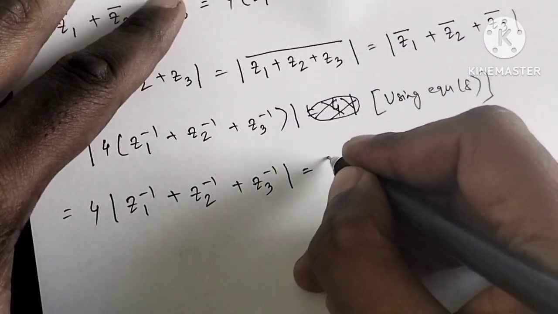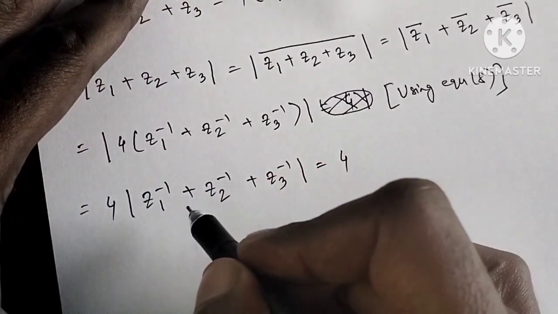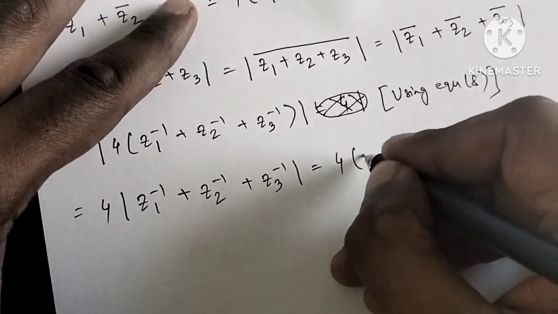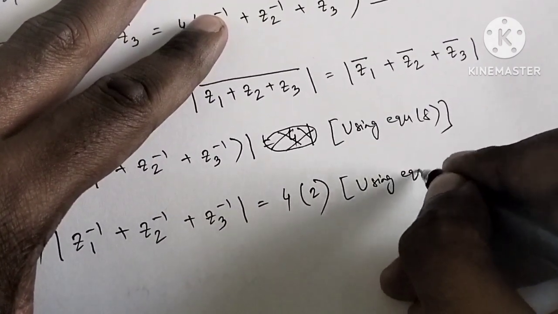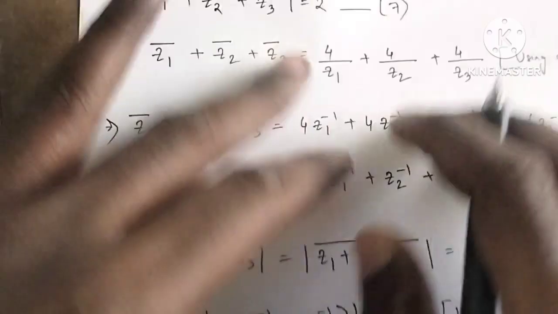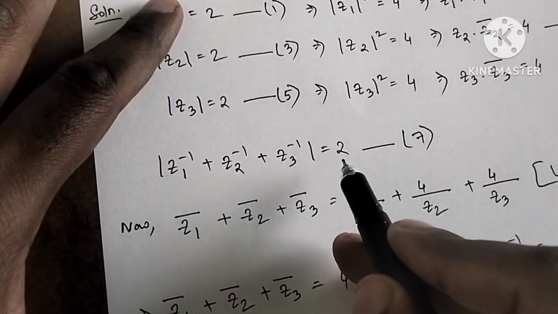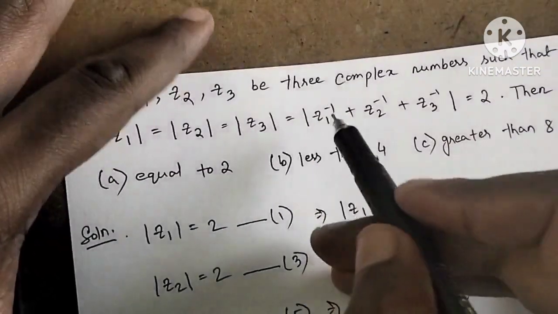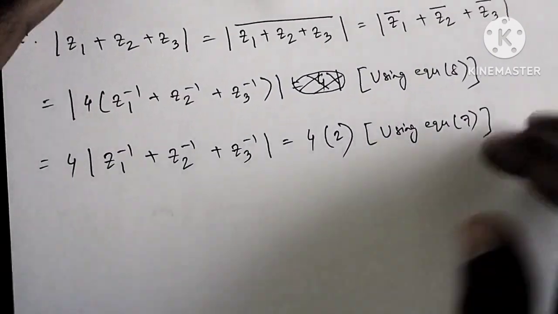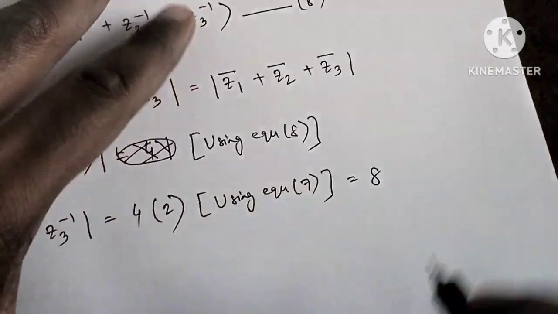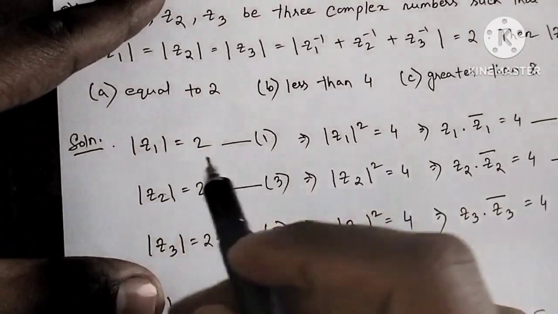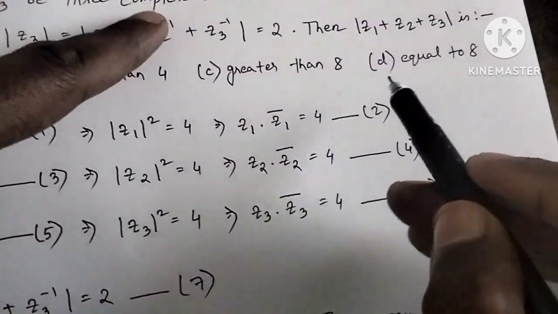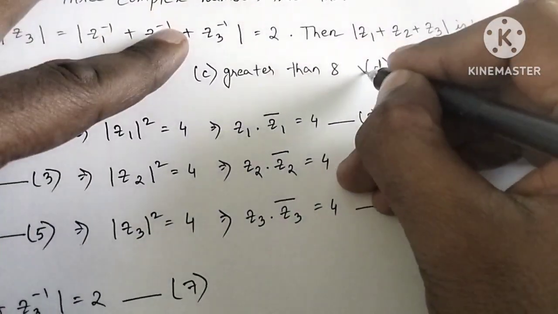So we will write 4 times mod of z1 to the power minus 1 plus z2 to the power minus 1 plus z3 to the power minus 1. This is equal to 2 using equation 7, because it has been given in the question. So we will place 4 into 2, and the answer is equal to 8. Answer is coming as 8. So which option is correct? Obviously equal to 8, option number D.